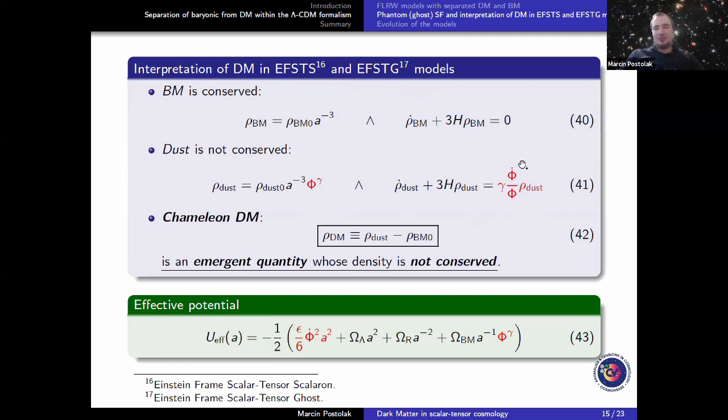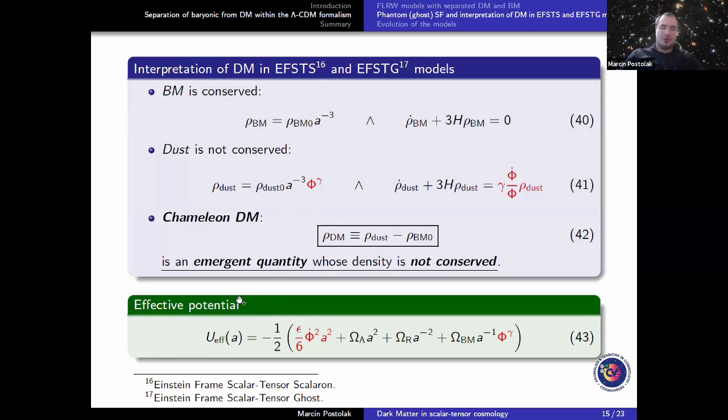And the right-hand side of the equation is non-zero. So in fact, in our approach, dark matter could be called chameleon dark matter, which is the energy density of the dust minus the energy density of the baryonic matter. So in our case, it's just an emergent quantity whose density is not conserved.